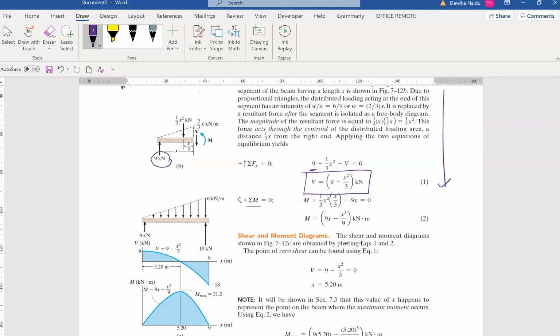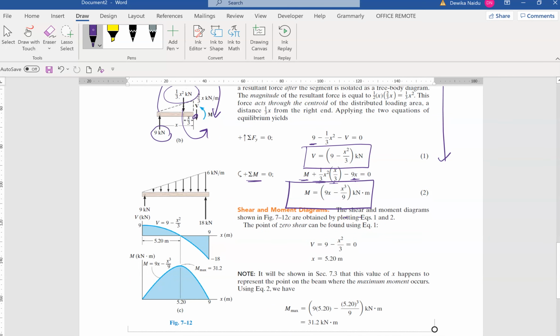Okay, the next one is moment. You take a moment here. So what we have? We have 9x, 9 multiplied with the x distance. We have the existing moment, and we have 1/3 x squared multiplied with x over 3. Positive or negative depends on the rotation. This will go clockwise, which is negative, and this will go anti-clockwise, which is positive. Leaving you with this equation, M equals 9x minus x cubed over 9. So with that, you got two equations.